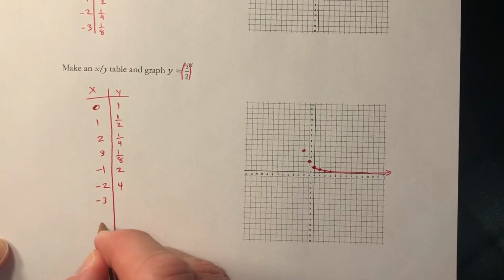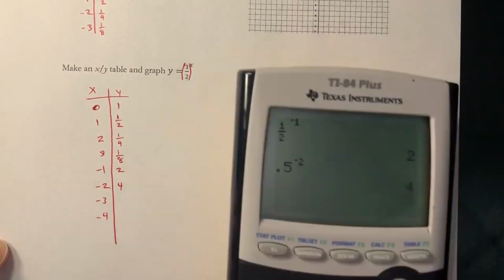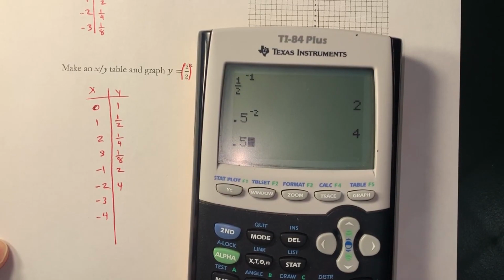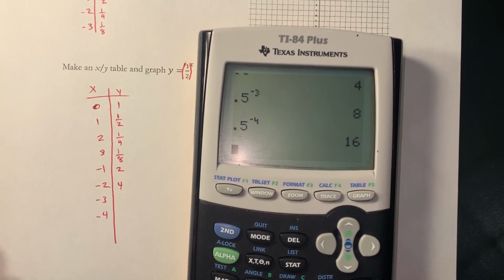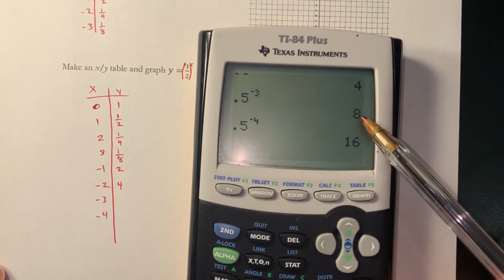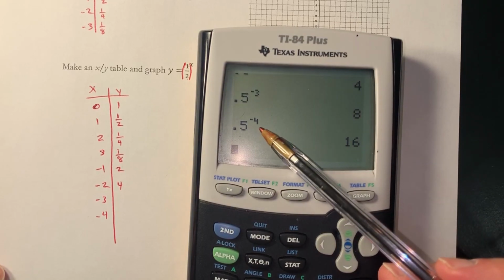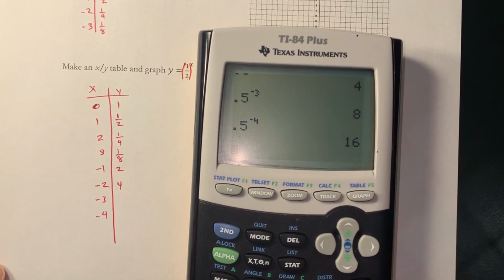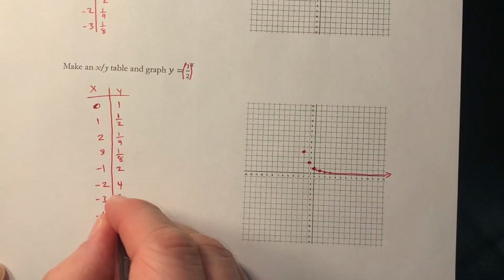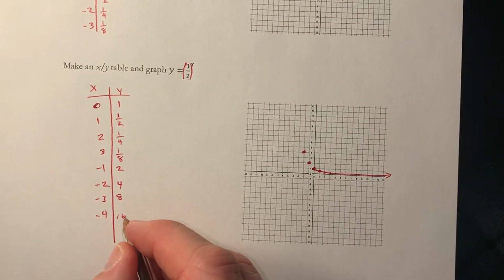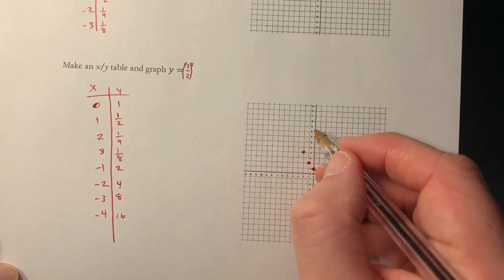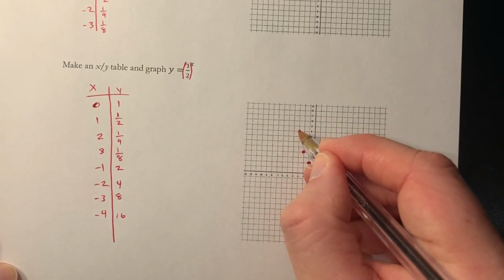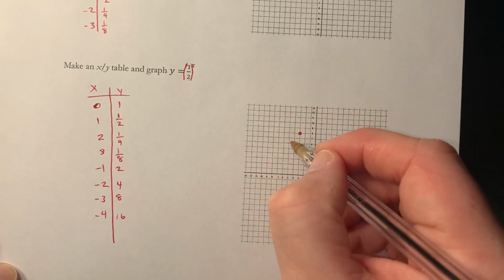Okay, then I'll do negative 3 and then negative 4. So 0.5 raised to the negative 3 and 0.5 raised to the negative 4. For negative 3 as an input, I get an output of 8. Negative 4 as an input, I get an output of 16. So I've got negative 3, 8, and then I've got negative 4, 16.